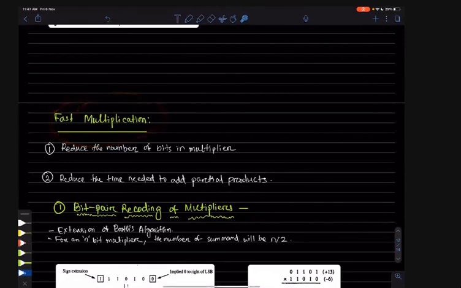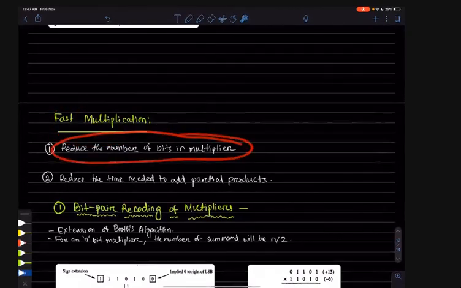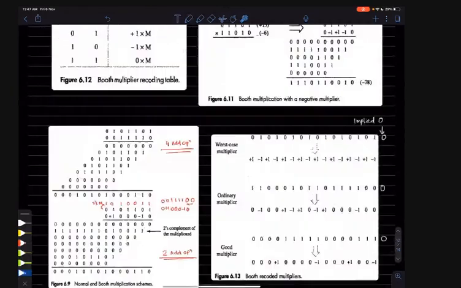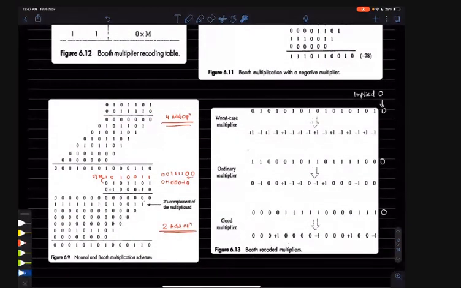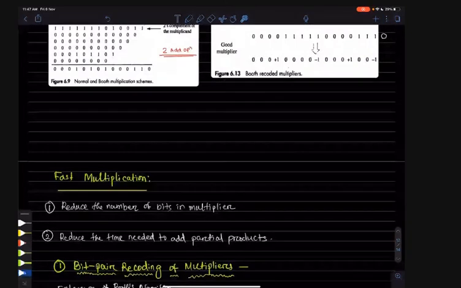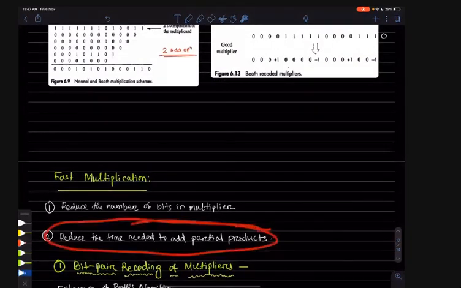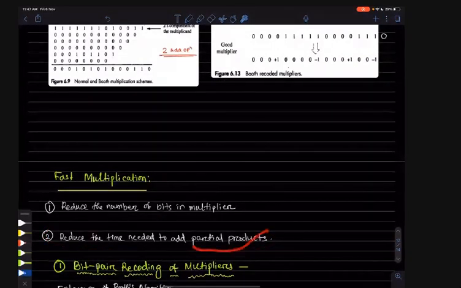Just reduce the number of bits in the multiplier. So you have to reduce the number of bits in the second number, then you have to do fewer multiplications here. Okay, then the second one is to reduce the time needed to add the partial products.